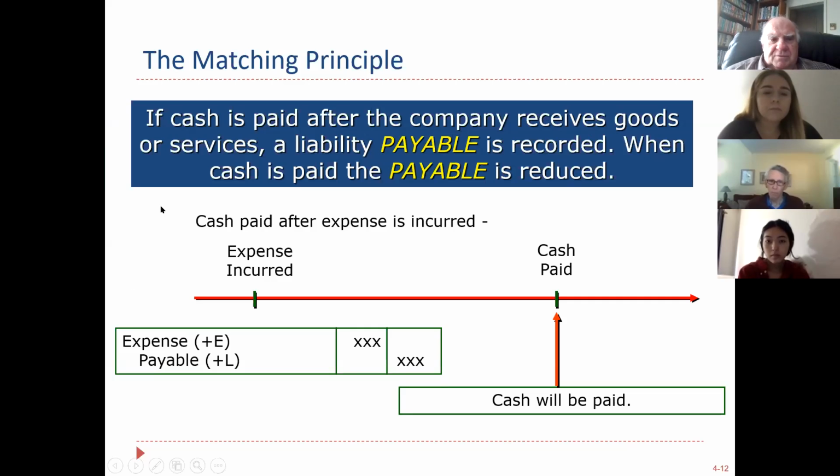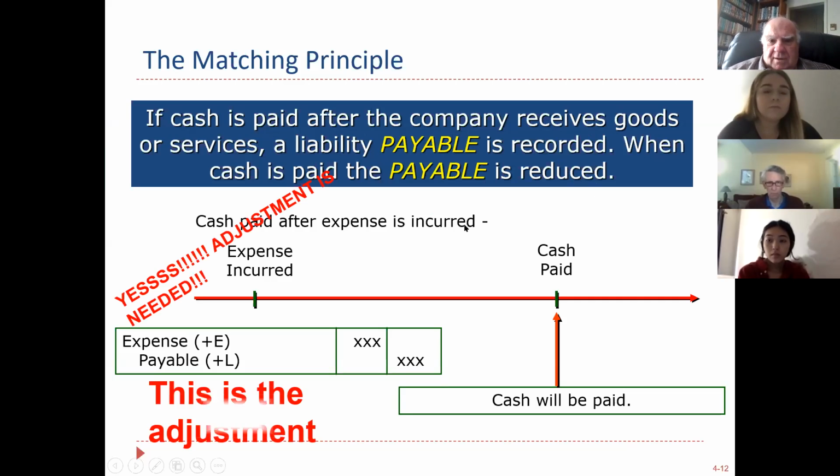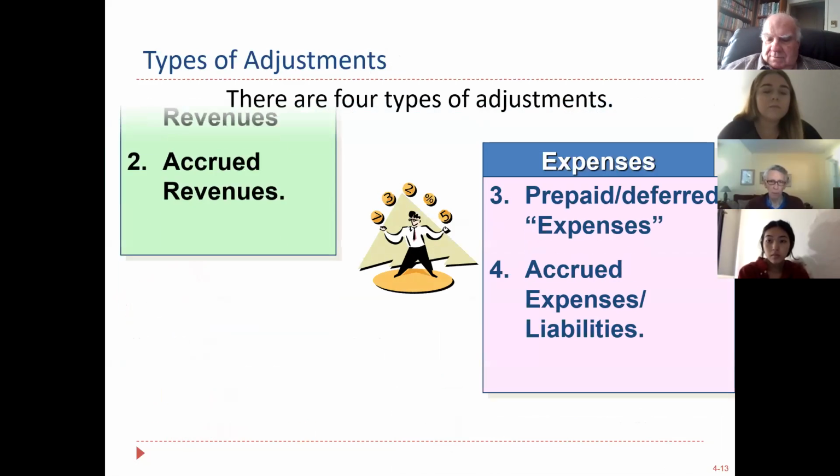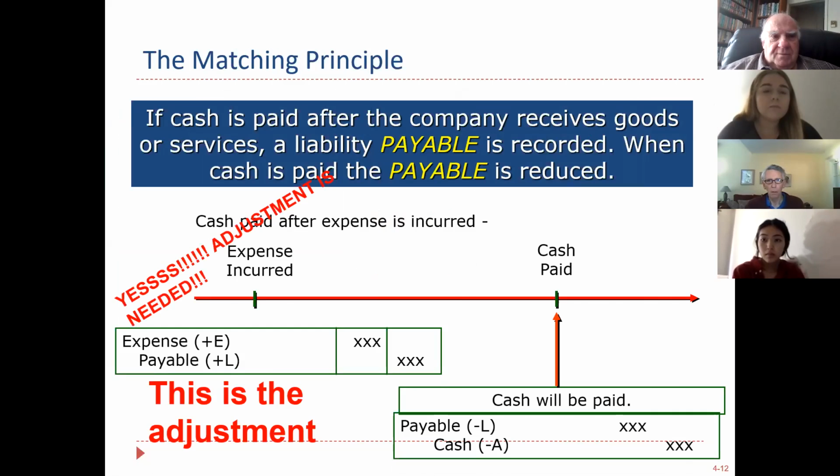So if cash is paid after the company receives the goods, a payable is recorded. This is the same thing as with accounts payable and receivable. I am going to skip that. Come on. We've got one more I want to see here.